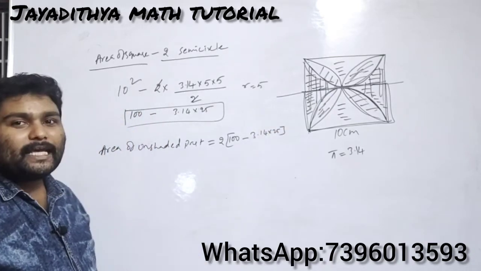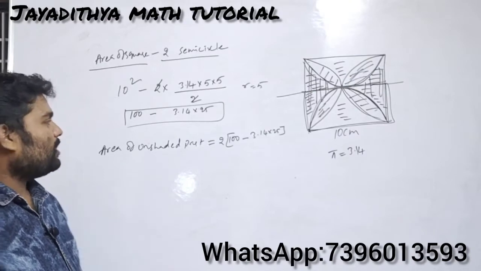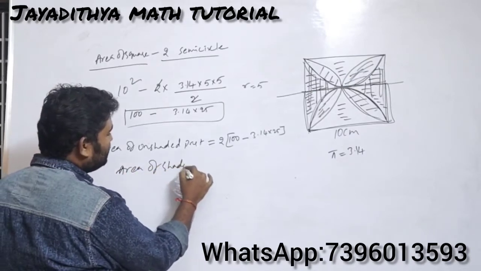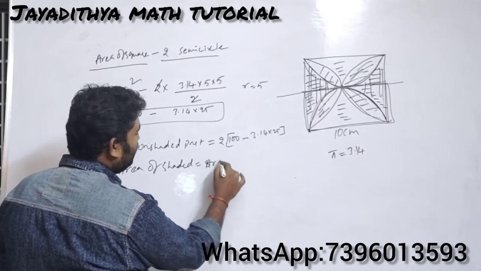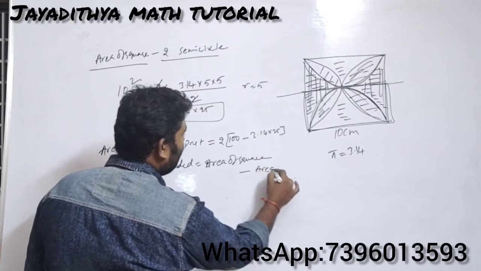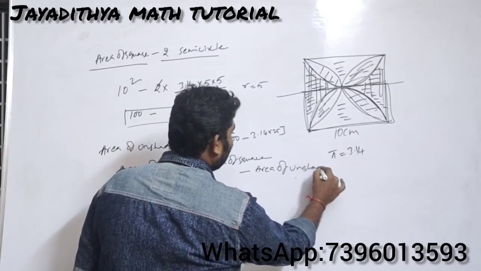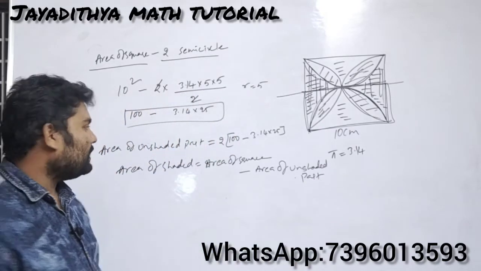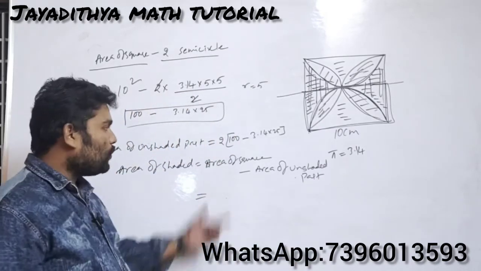Clear? And you want the area of the shaded part. How to find the area of the shaded part here? The area of the shaded part will be area of square minus area of unshaded part. Clear? So you need to understand the problem very, very clearly. So what is the area of the square here?